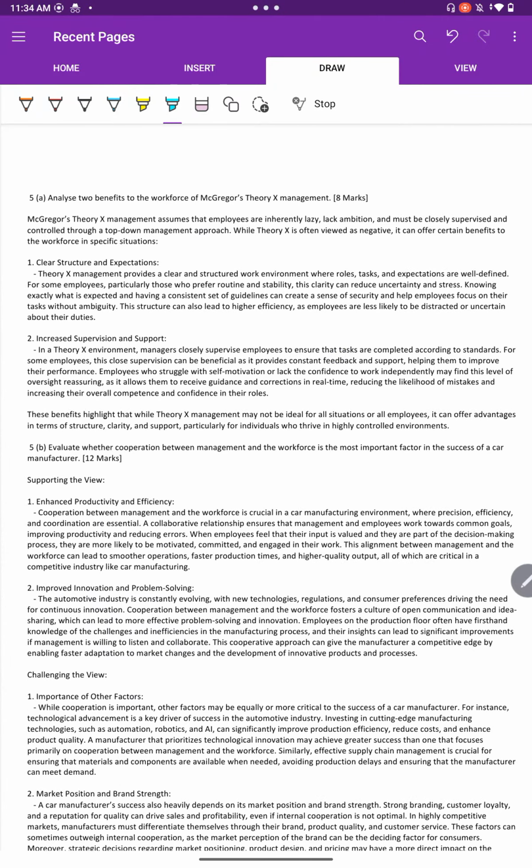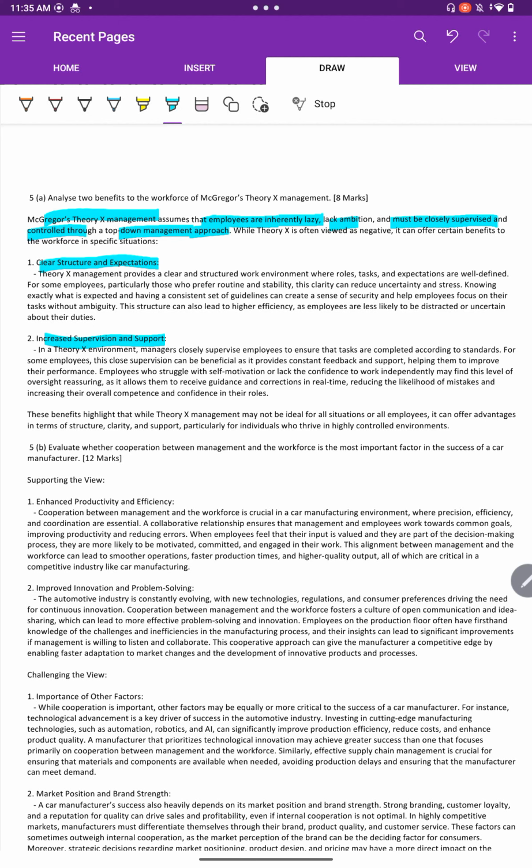So McGregor theory X management assumes that employees are inherently lazy, lack ambition, and must be closely supervised and controlled through a top-down management approach. Because this is an 8 marker question, first of all you need to explain what the McGregor theory X management is, and after that you have to explain its two benefits. First of all, you have to identify the benefit. This will give you your knowledge marks, and after that you should analyze it in the context of business.